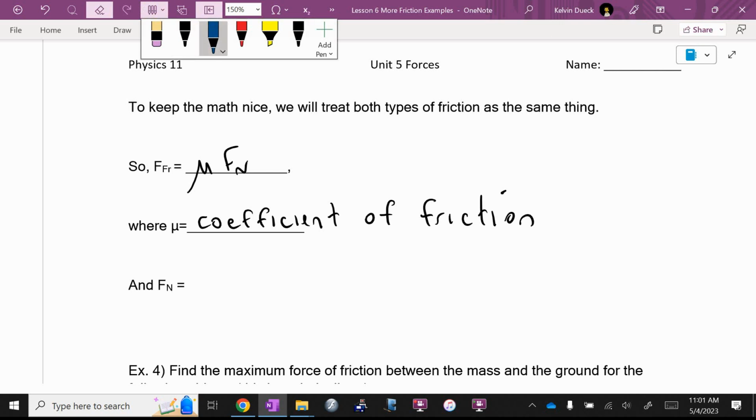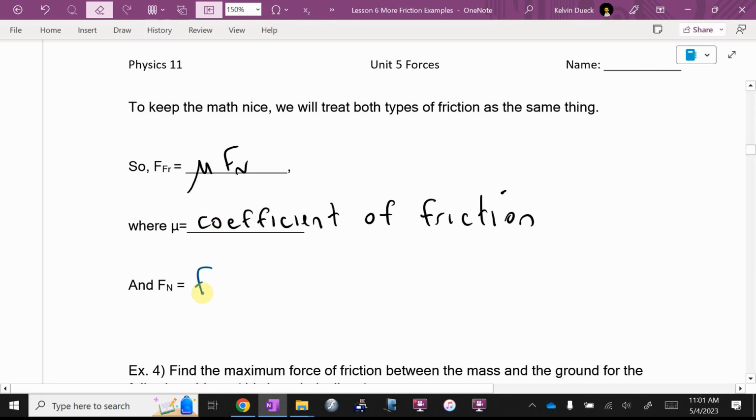And how will we find the normal force? Did I give you the normal force as an equation on your formula sheet? No. How will I find the normal force? This is a job for a free body diagram. Can I abbreviate free body diagram as FBD? If you don't know what that means, you can write out free body diagram, but let's abbreviate.